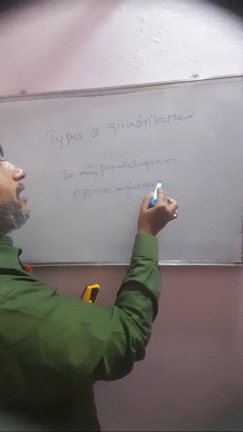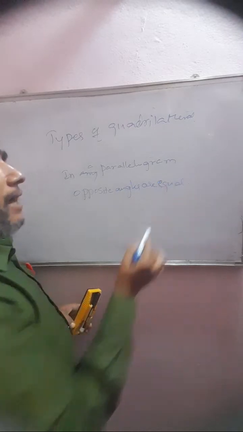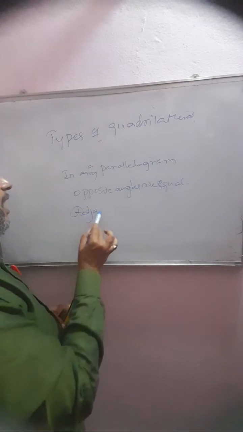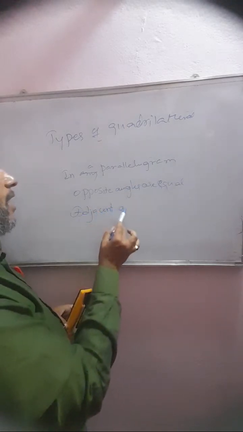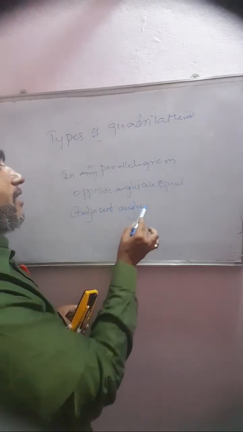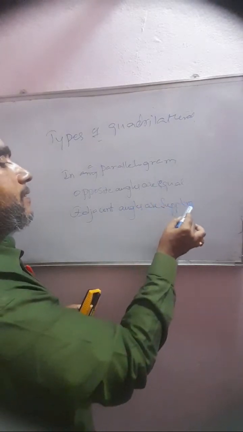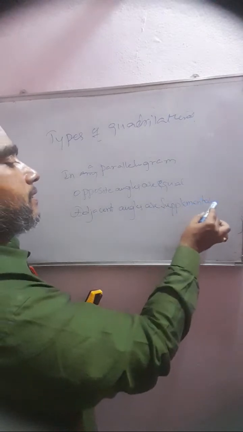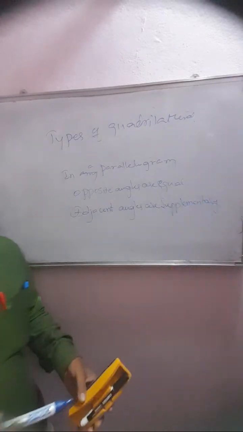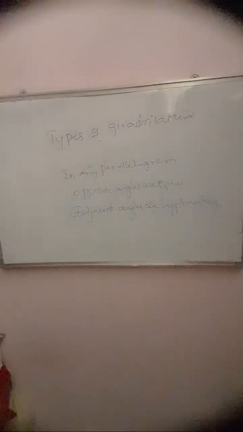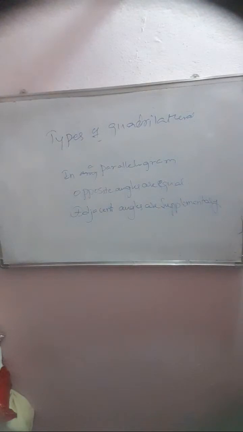Opposite angles are equal. In a parallelogram, opposite angles are equal and adjacent angles are supplementary.